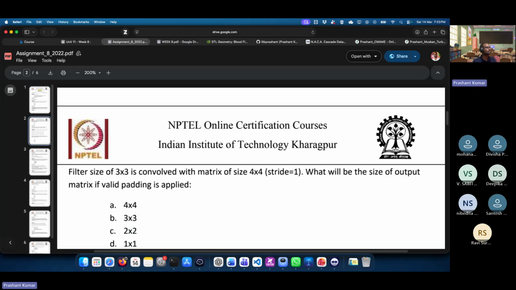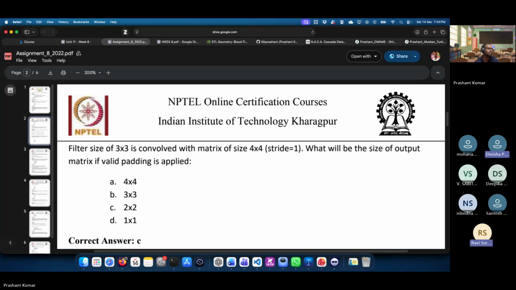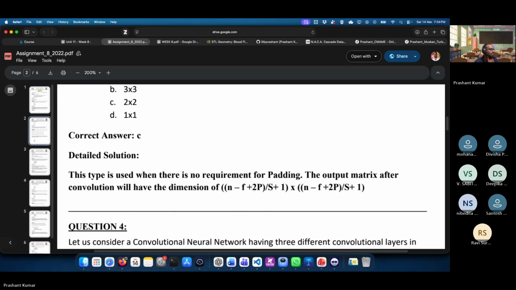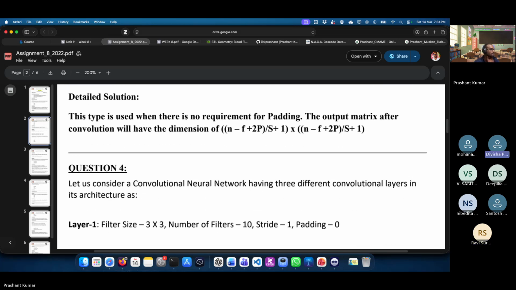So another question. A filter size of 3 by 3 is convoluted with a matrix of 4 by 4. Simple question, there is no padding. What will be the output size? 4 minus 3, divided by 1, plus 1. That is 2 cross 2. Yes, 2 by 2. Correct.